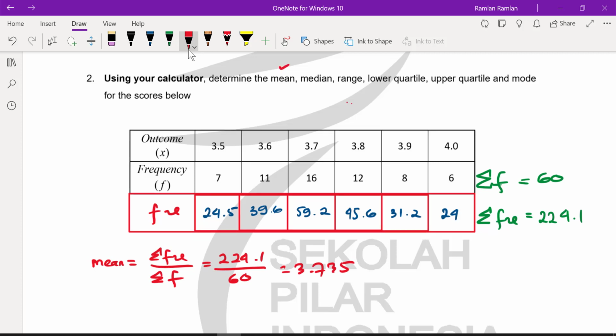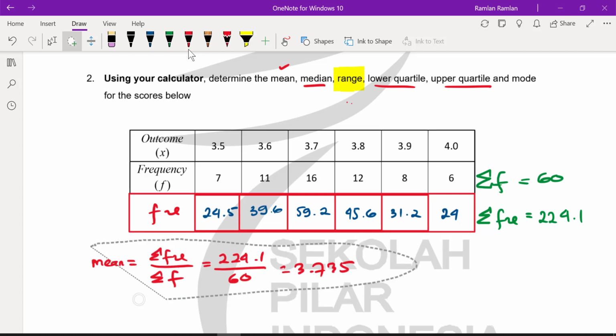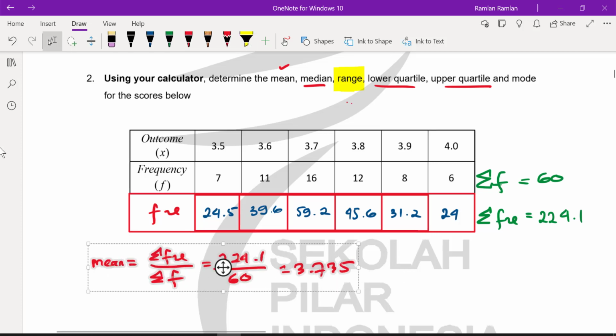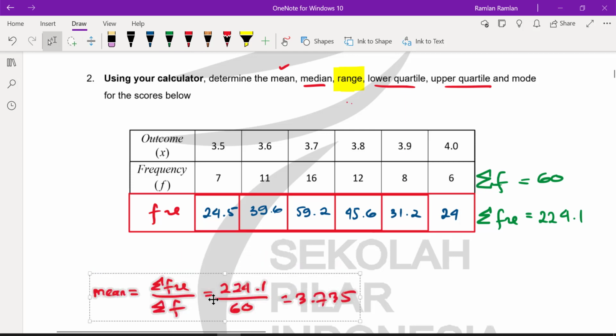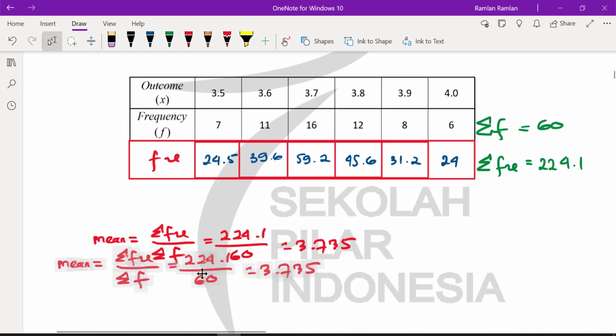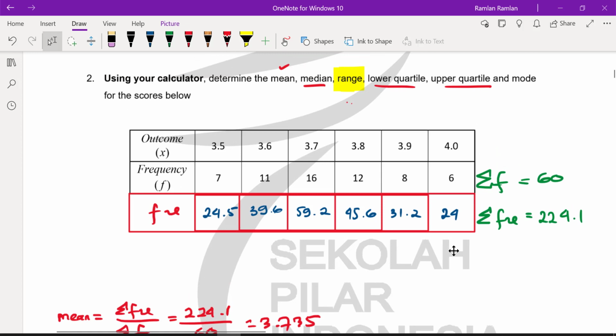Okay, now for the median, lower quartile and upper quartile, we're going to do all of them at once. But let's just focus on the easiest one first. I'm going to focus on the range first. I'm going to move this a little bit to the bottom here, because we're going to need another line for that later on, what we call the CF. Now the range again is quite easy, because you only need to find the highest data, the maximum value of the data, and the minimum value of the data.